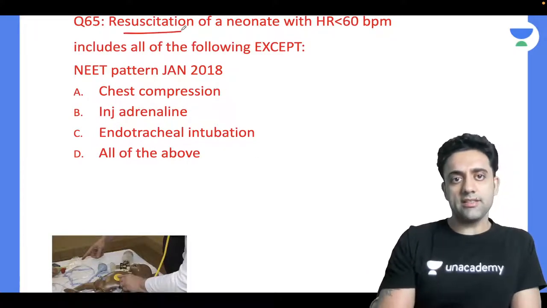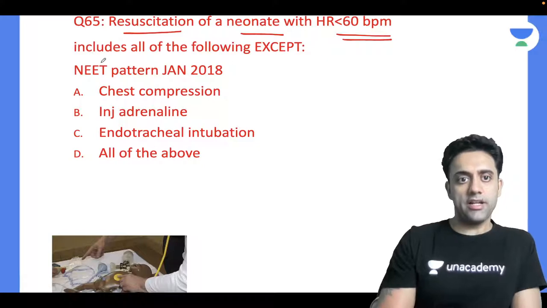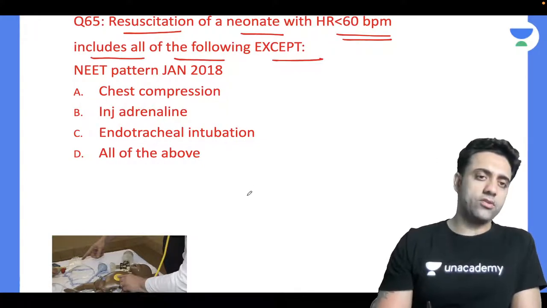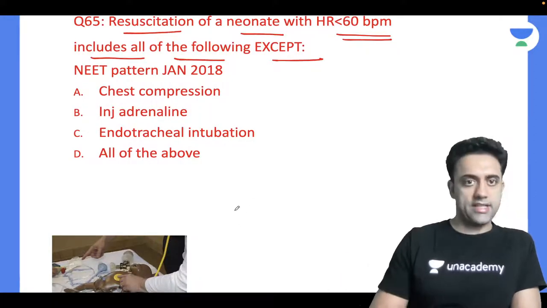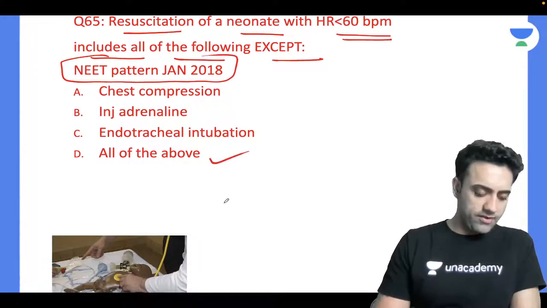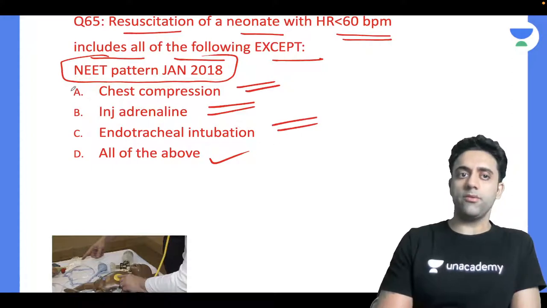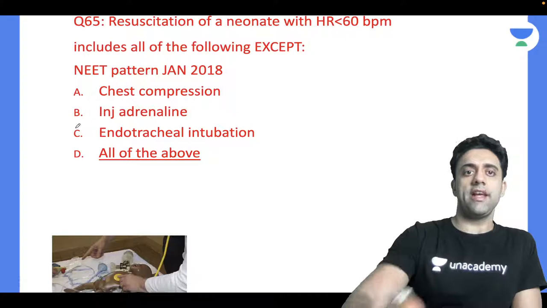Next question. Resuscitation of a neonate with heart rate less than 60 includes all of the following except. What do you think? A, B, C, D. What all does it include? Yes, NEET pattern 2018 question. Almost like all of the above it includes. We can give chest compressions, we can give adrenaline, we can give endotracheal intubation. So everything is included, and option D is basically the best answer.